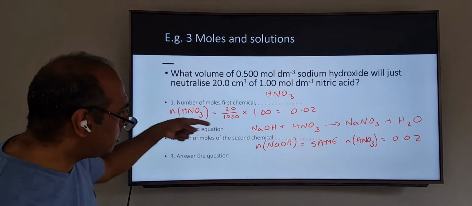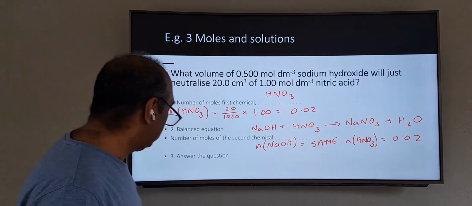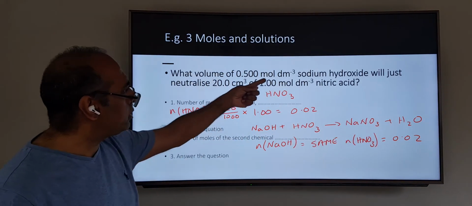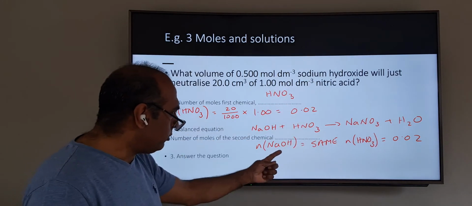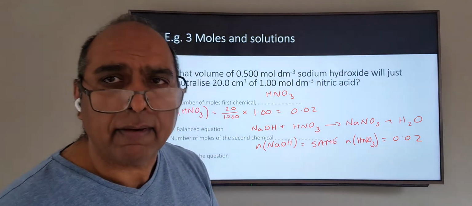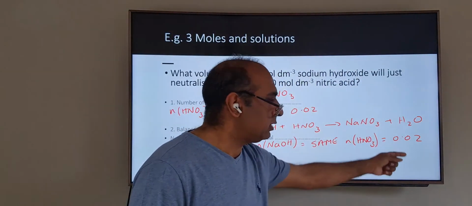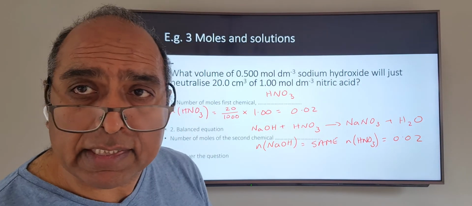Next, balance equation. Sodium hydroxide and nitric acid react to make salt and water. So what about the second chemical, which is sodium hydroxide? The number of moles of it is the same as the nitric acid moles. And the nitric acid moles, 0.02. So that's 0.02. You see how easy it is?